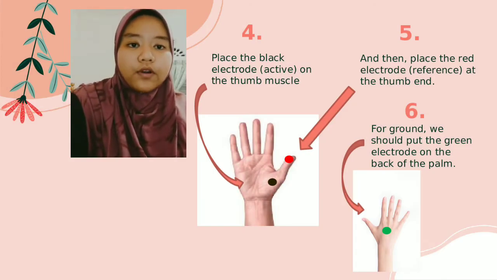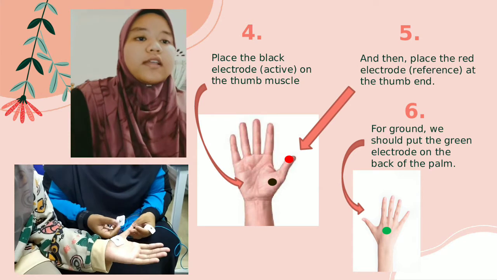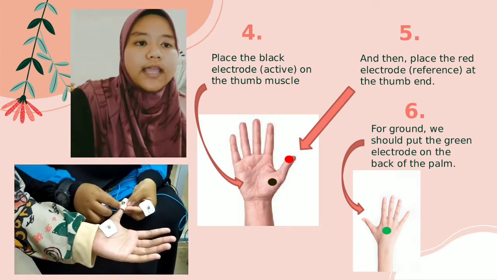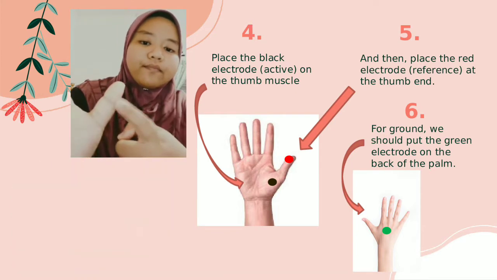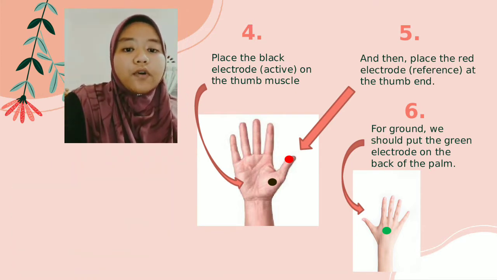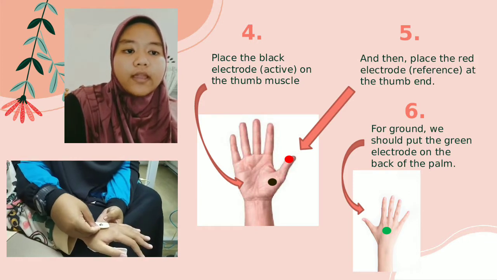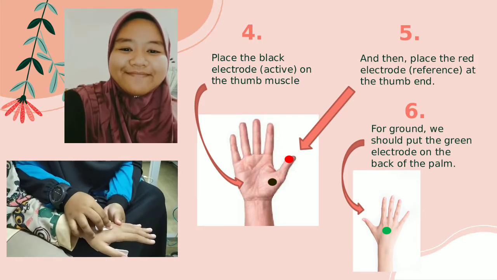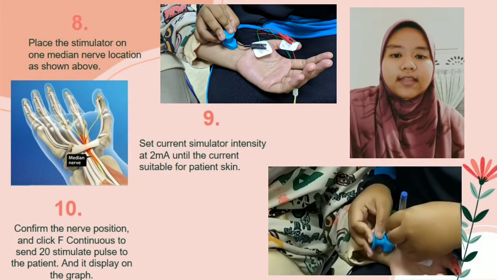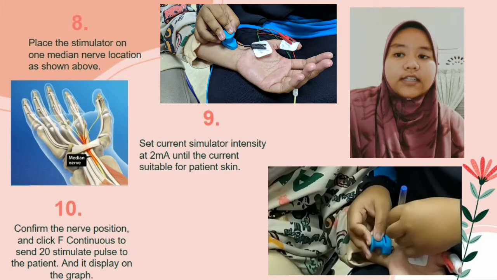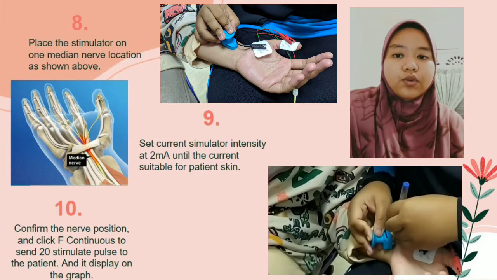For step 4, place the black electrode, active, on the thumb muscle. And then place the red electrode, reference, at the thumb end. Step 6, for ground, we should put the green electrode on the back of the palm. Step 8, place the stimulator on the median nerve location as shown below.